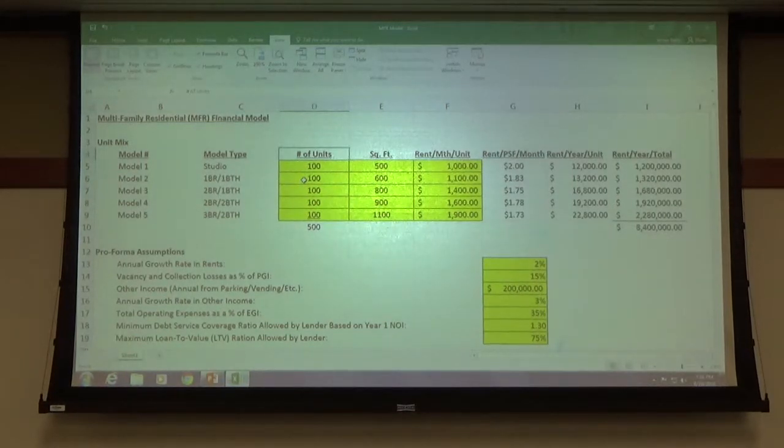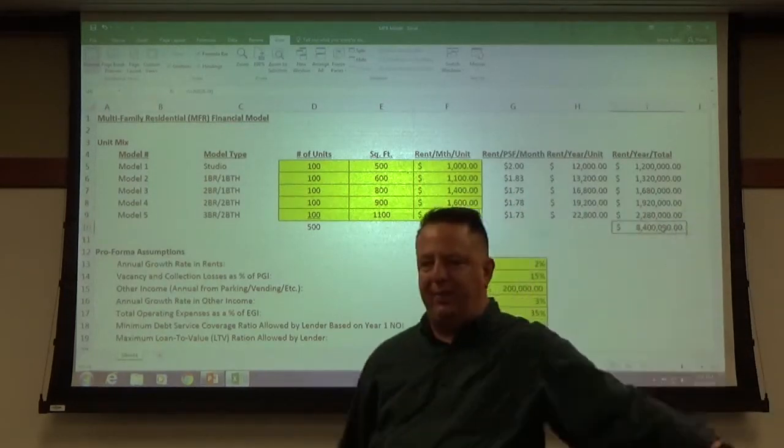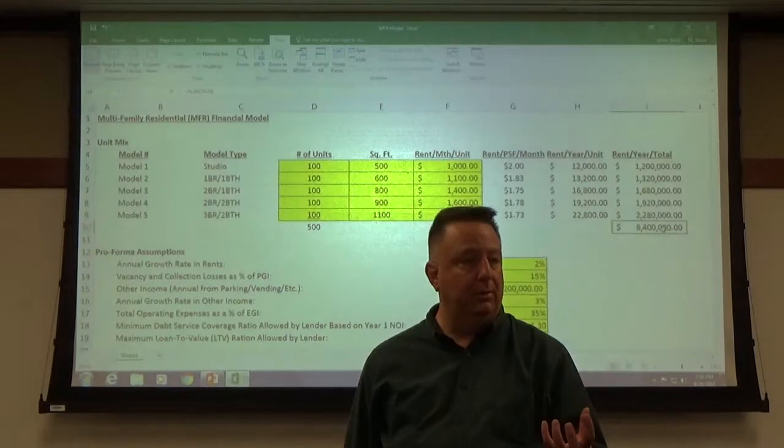Okay, now let's move on to some other aspects of this. But once we've got that, just to make sure you're paying attention, this number, 8.4 million, based upon the previous example we worked, what is that number?